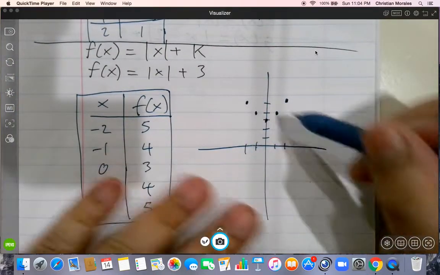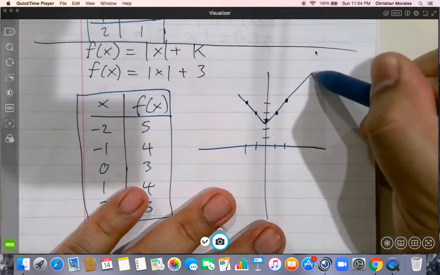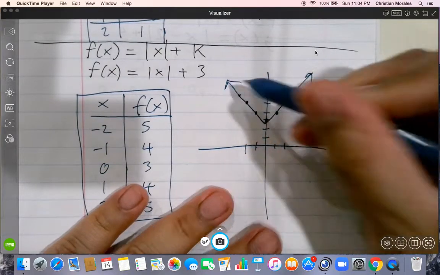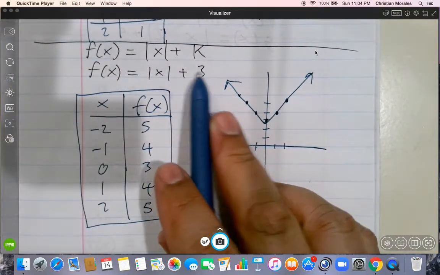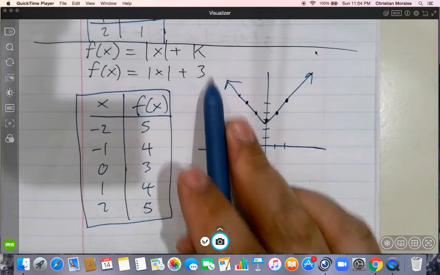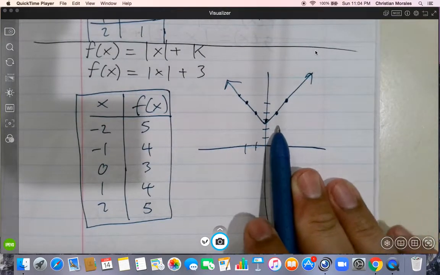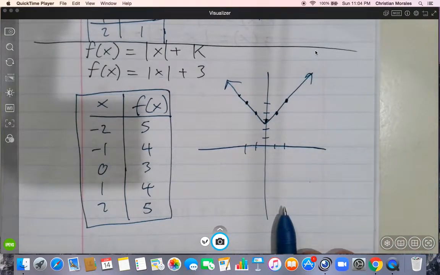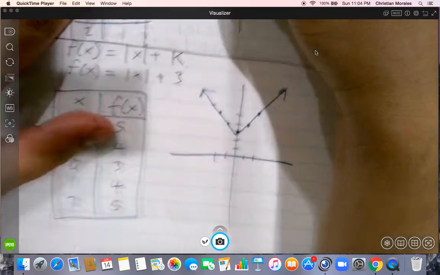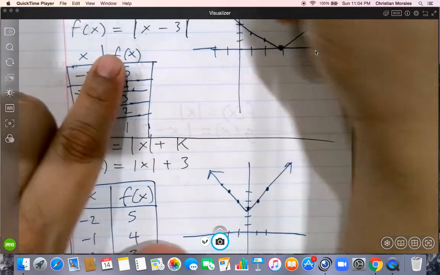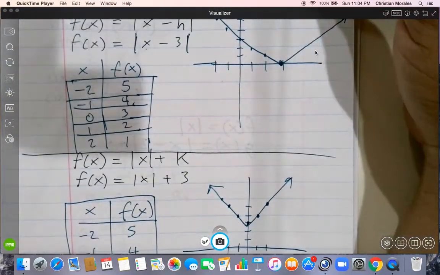Take a look. What happened now? Well, when the number you're adding or subtracting is on the outside of the absolute values, instead of moving it left and right, it moves it up, or it could have moved it down. So the placement of where you're adding or subtracting numbers changes the direction that you're moving it in.